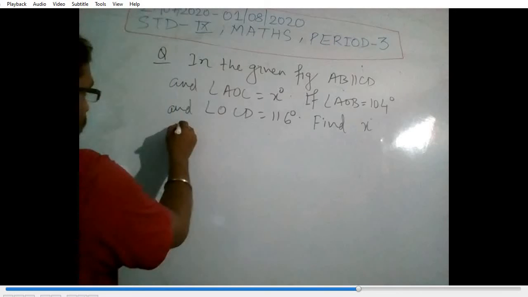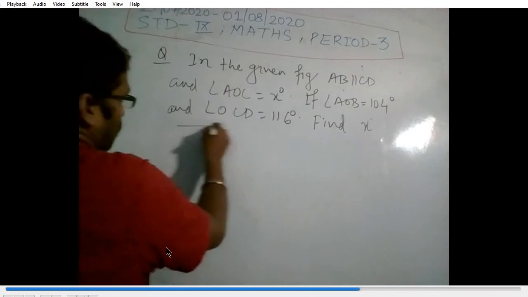Okay, so this is the question. In the given figure, AB is parallel to CD and angle AOC is equal to x degree. If angle AOB is equal to 104 degree and angle OCD is equal to 116 degree, find x. Then what is the figure? Here is the figure.